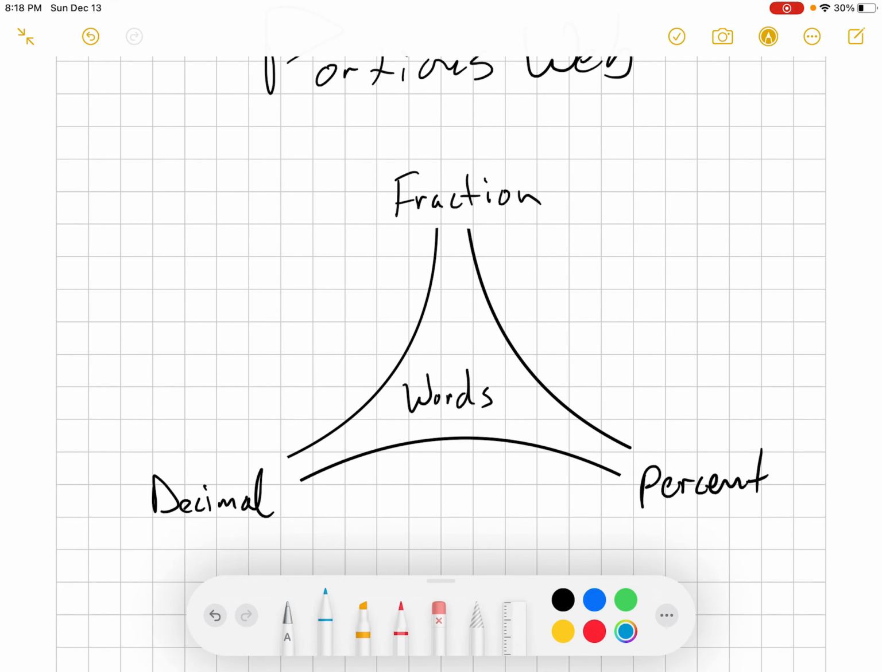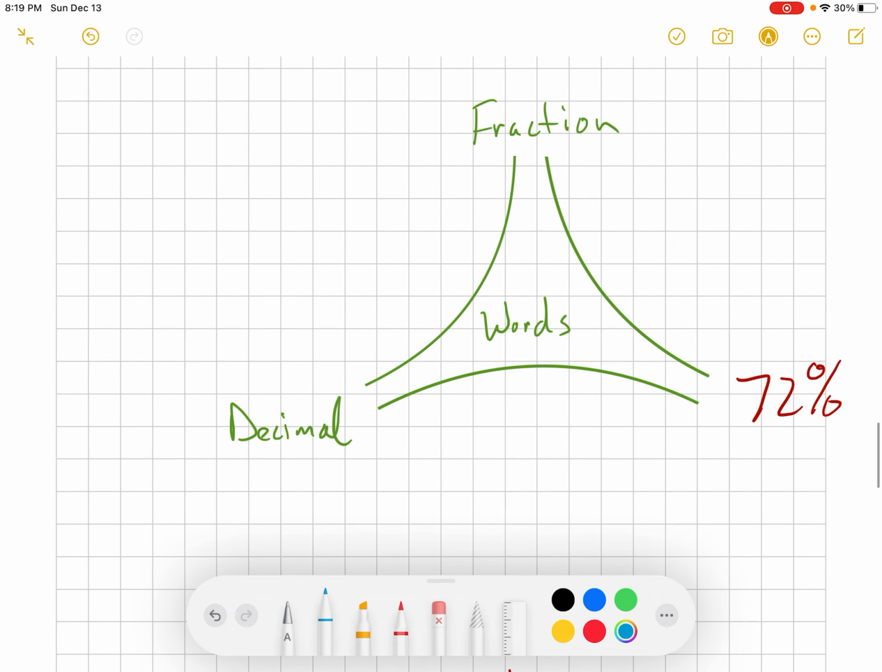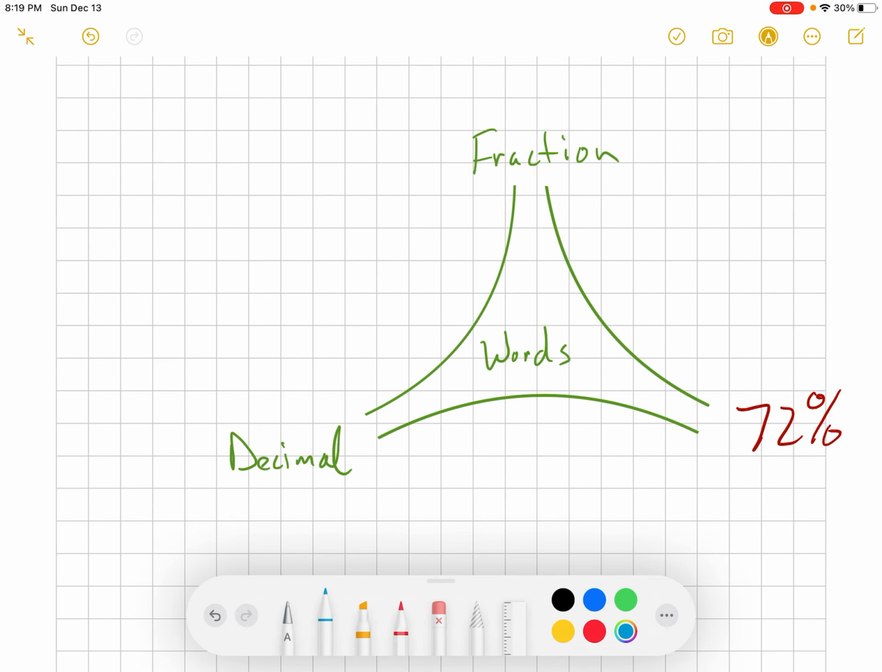All right, so let's put this into action. This is a good way for us to organize all 4 of these, and then maybe I forgot to say it, our words, whether we write it or not, for the exact same portion. So when I say fill out a portions web, like this one right here, I expect you to give me the fraction, the decimal, and the words for 72%, okay? So usually when I see 72%, the fraction is really nice, right? It is 72 over 100.